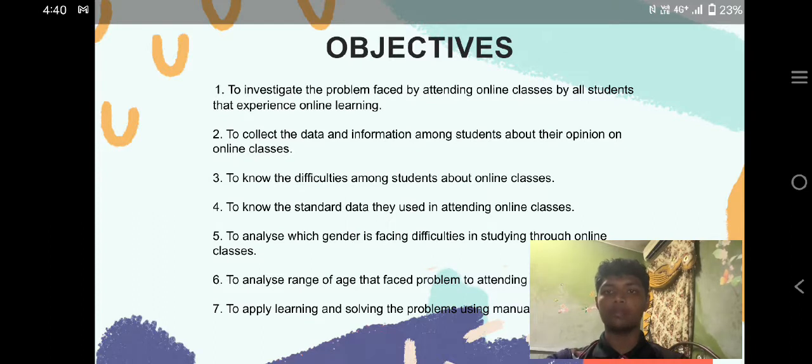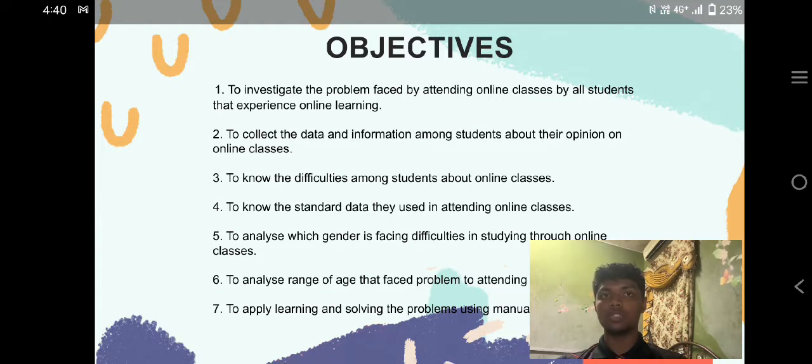We move to the second part, objective. First, to investigate the problems faced by students attending online classes, among all students that experience online learning. To collect data and information among students about their opinion on online classes. To know the difficulties among students about online classes. To know the standard data they use in attending online classes.